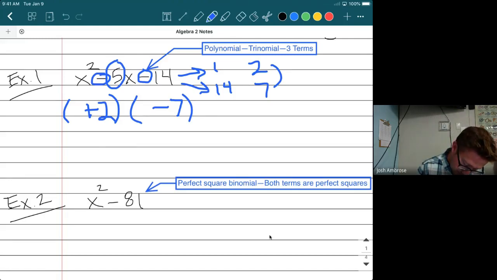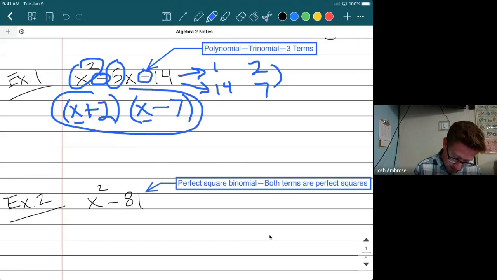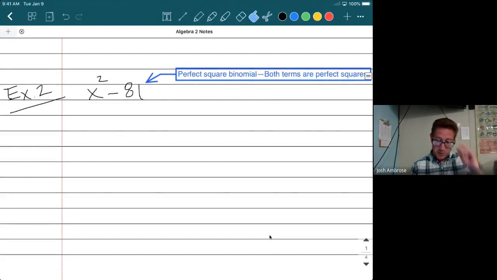Now, what goes in this first part is x and another x. Why is that? Because right there we have x squared. That means you have 2 x's, and you need to break them down into individual parts. So 2 x's, break it down: there's an x right here, and an x right here. That's our answer: x plus 2 in parentheses and x minus 7 in parentheses. That is our answer to the first example. All right, let's move into example 2.